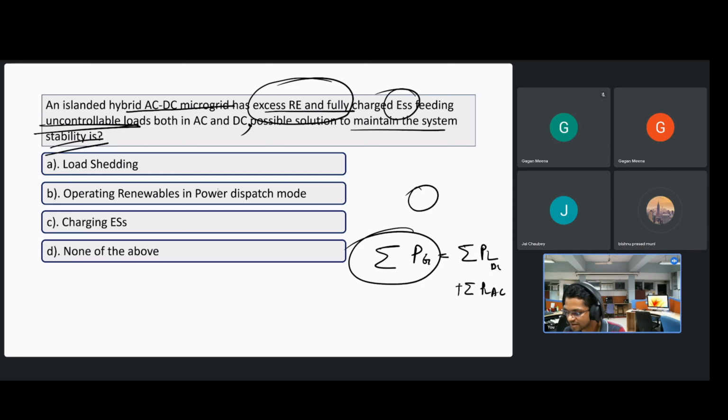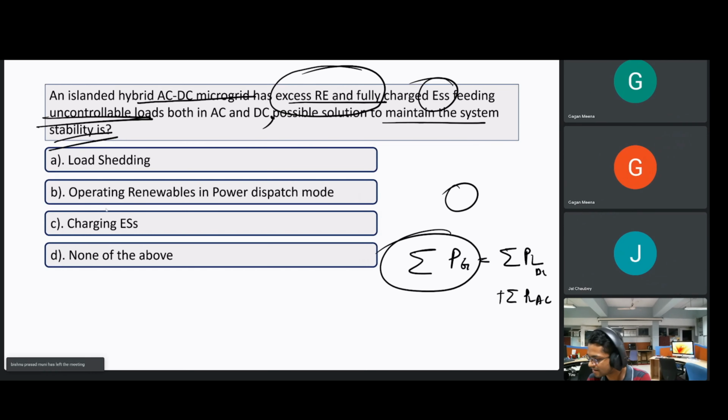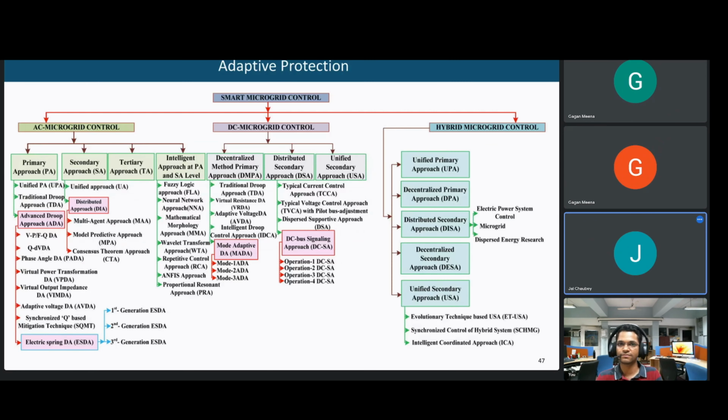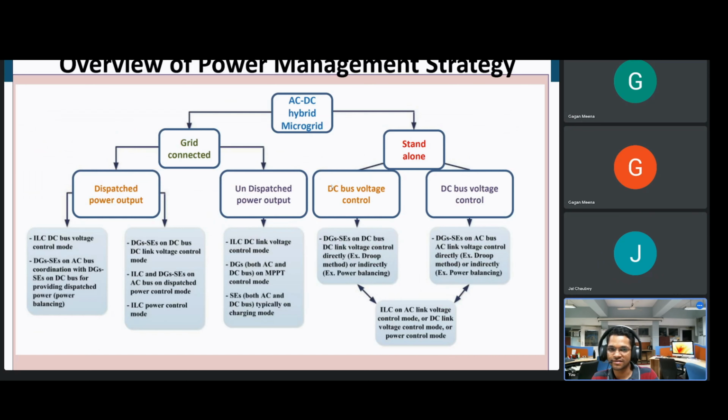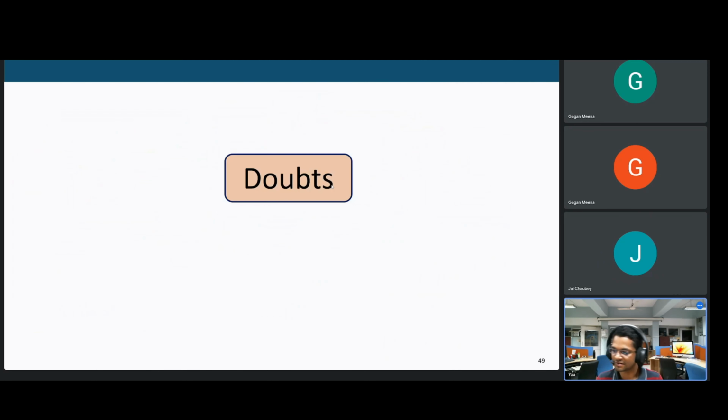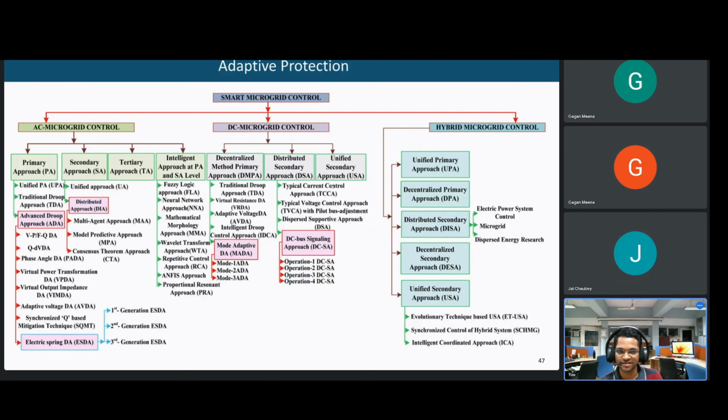Do you want to say something? No, some disturbance is coming. Yes, so it will operate in this power dispatch mode. Power disturbance, yes. Yes. This was the last question.